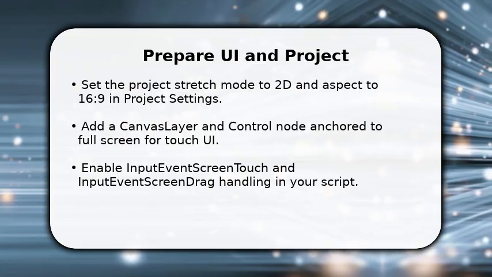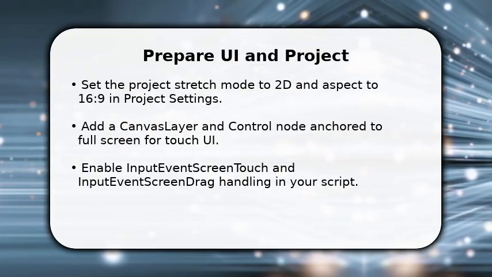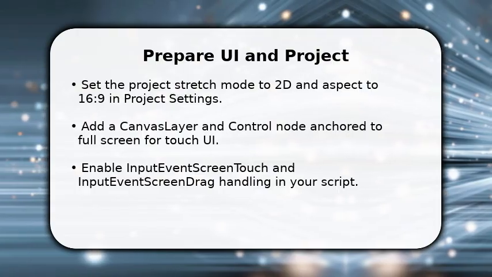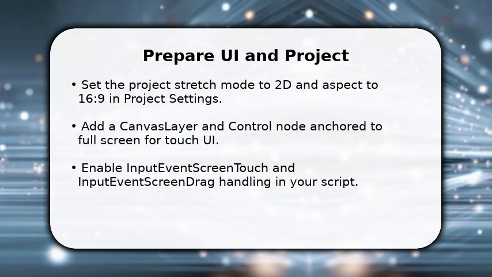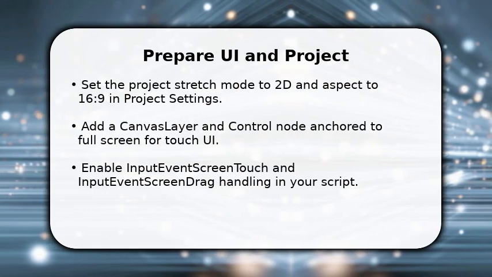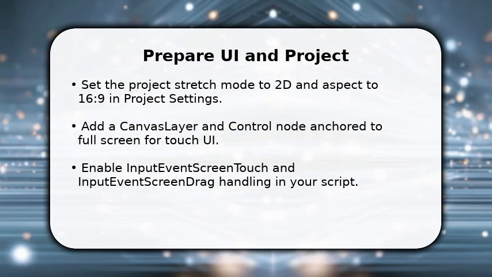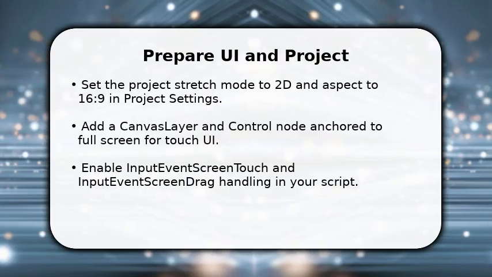Design touch elements at 64px base size for icons. In the control script, plan to handle input event screen touch and input event screen drag events directly. This is the only reliable way to capture multi-touch positions and pointer indices on mobile.